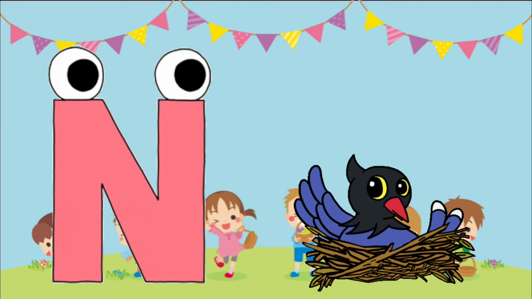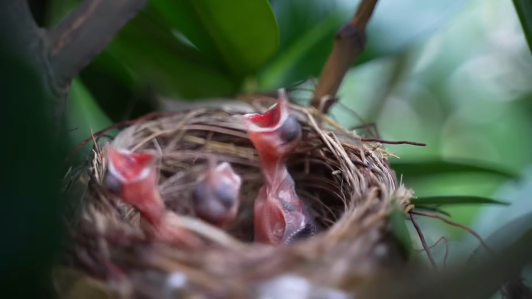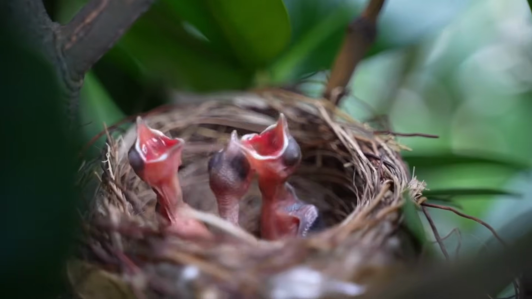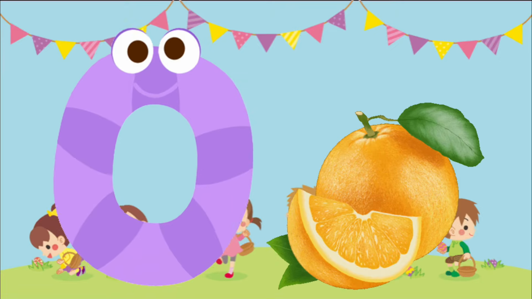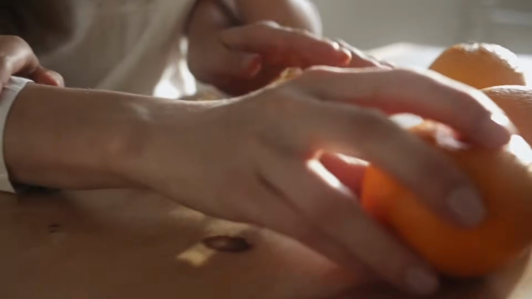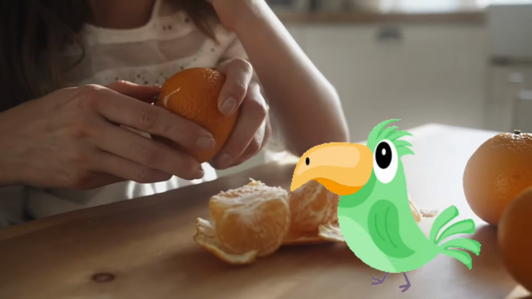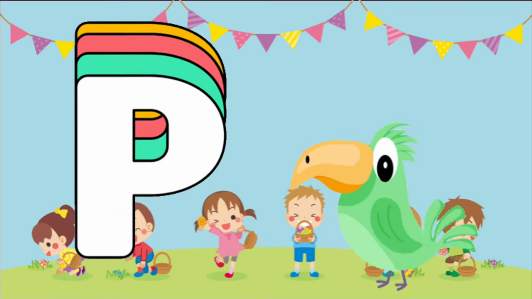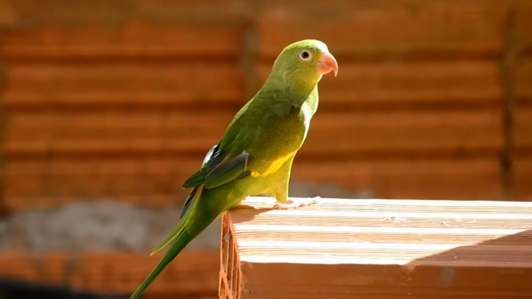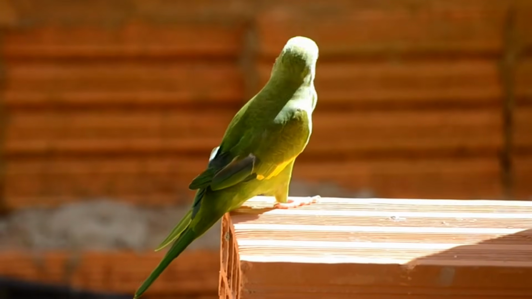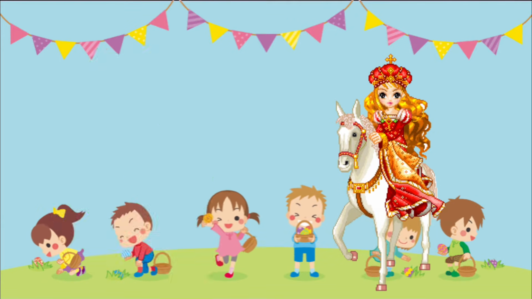N for nest. O for orange. P for parrot. Q for queen.